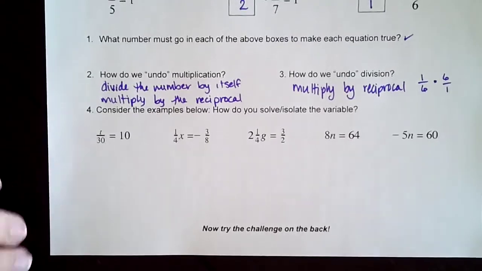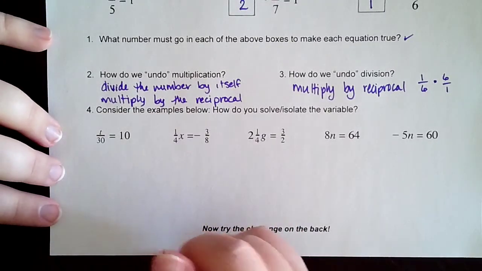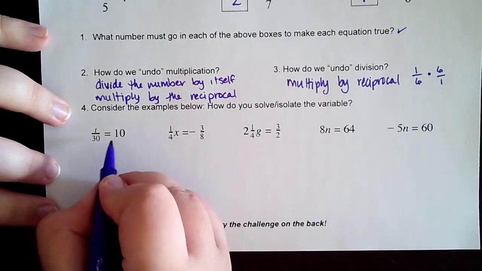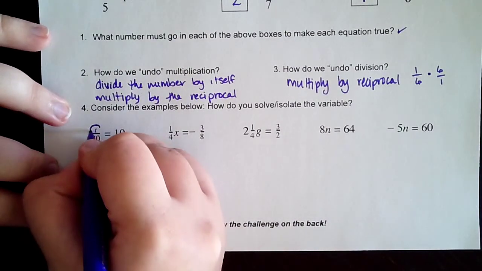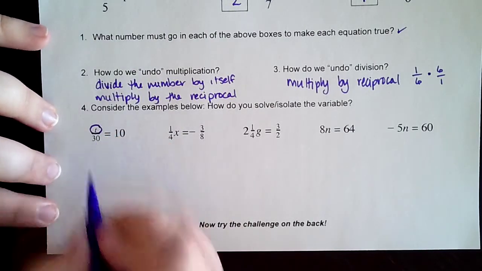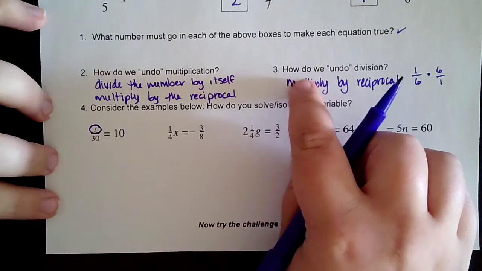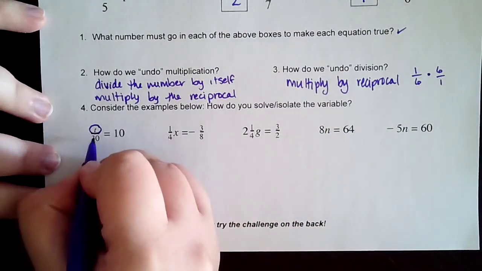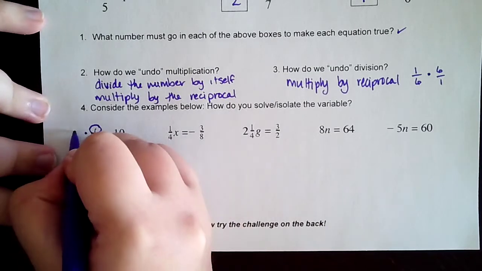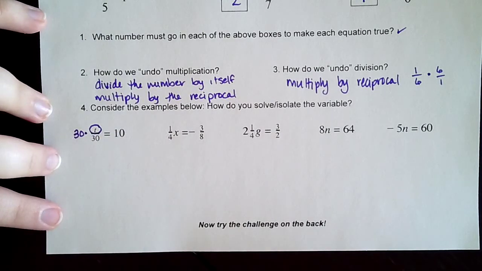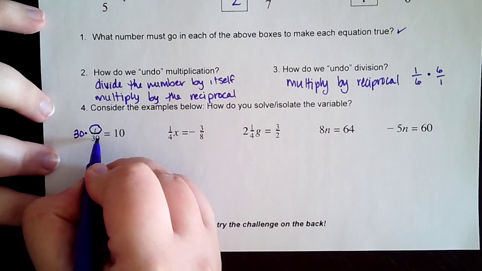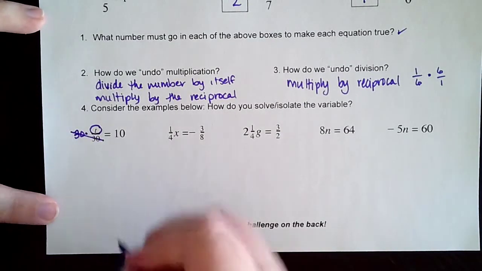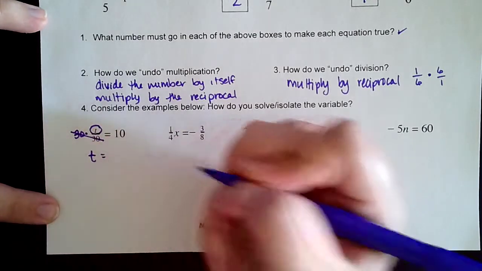So if I look at the bottom here, consider these examples below. How are you going to solve or isolate each variable? Well, I do this by first looking and saying, here's my variable. It's currently being divided by 30. Just as we set up here, how do we undo division? We have to multiply. Right now it's 1 over 30, so I need to multiply by 30 over 1, or just 30. This is divided by 30. I'm now multiplying by 30. That cancels those out, and I'm left with t on the left side.